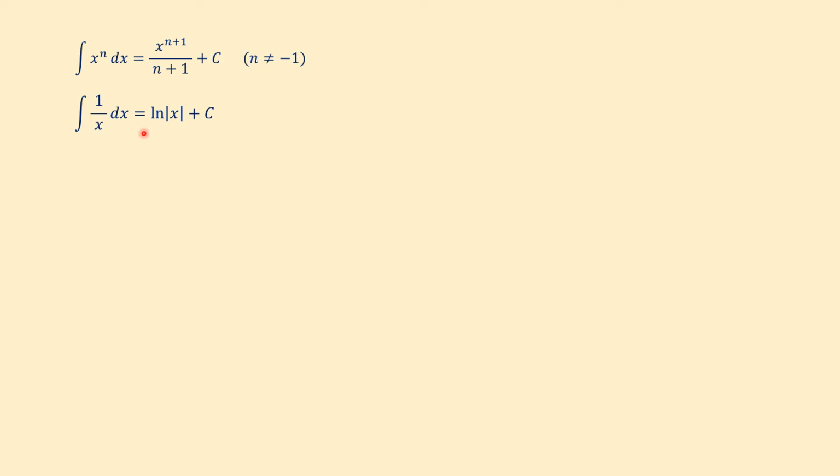And if you wonder where this formula comes from, if you remember, the derivative of ln of x was 1 over x. So integral of 1 over x is ln of x, or more generally ln of absolute of x. So now let's try some examples to get more familiar with this formula.